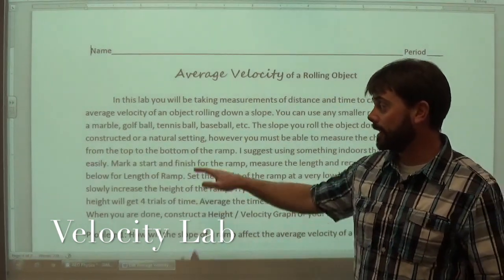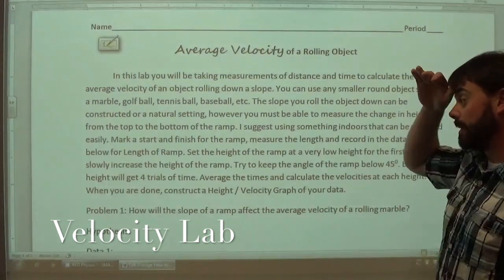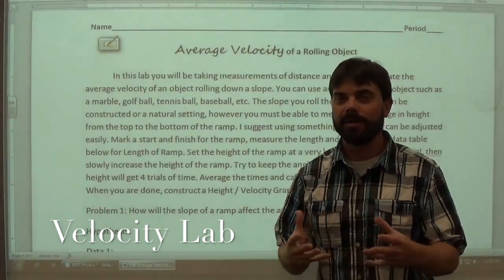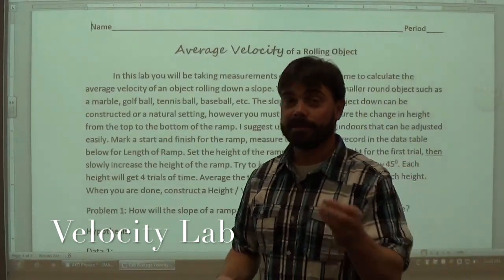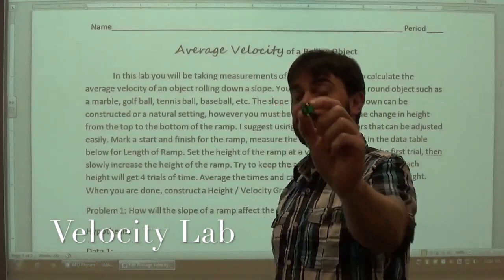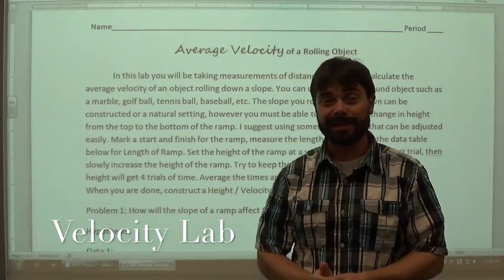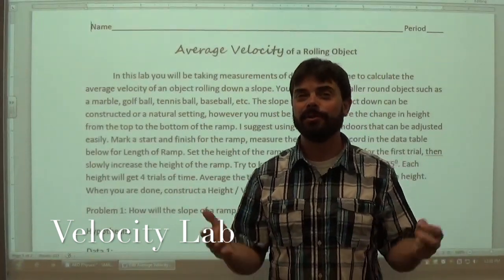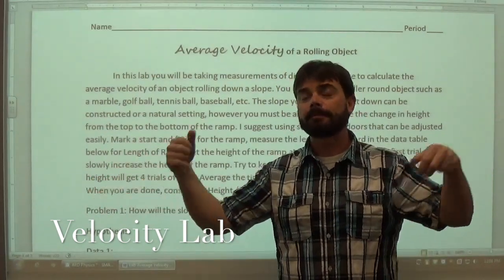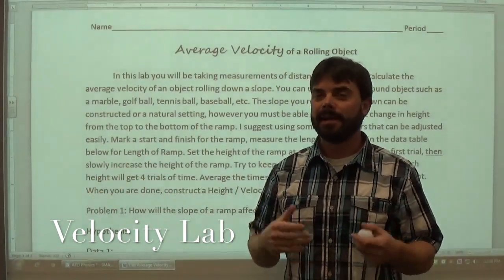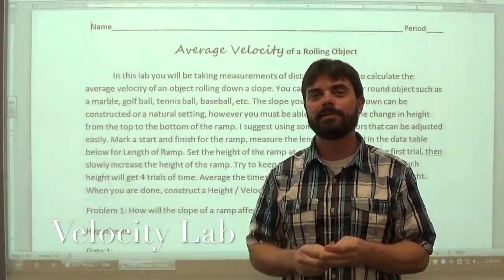Now, I won't read directly through these instructions because I'll leave that for you guys, but basically you can pick any round object. You can pick something as small as a marble, or maybe something the size of a golf ball, or if you even want to do a tennis ball or a soccer ball or a basketball, you can. But just know that you need to somehow measure the distance and also get a time of the object as it rolls. So if you're trying to keep this compact, I recommend using a small object.